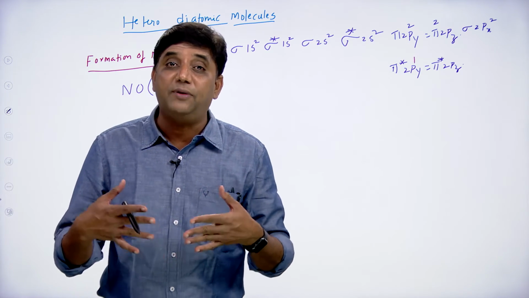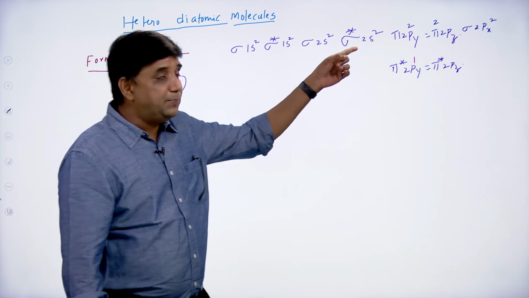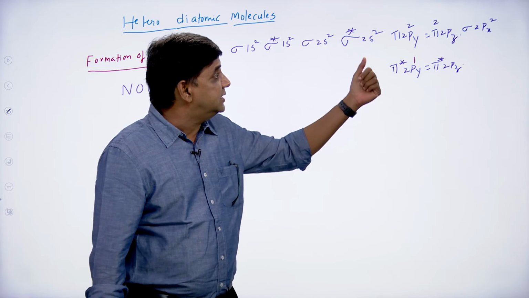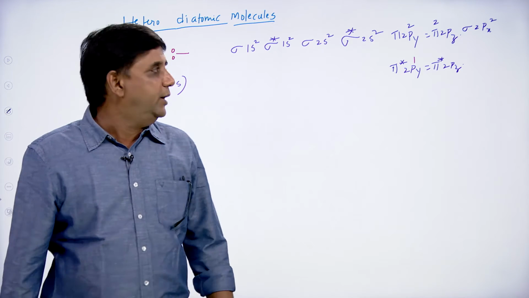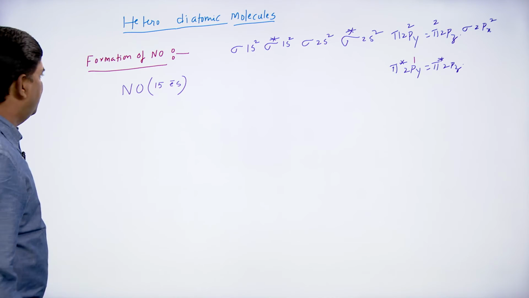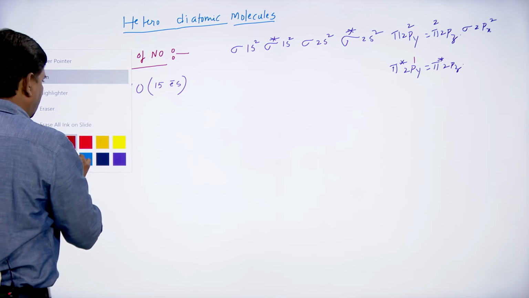is a possibility of sp overlapping. Here sp overlapping takes place, that is the reason why sigma 2px is more energetic than the pi 2py and pi 2pz. So now bond order, if you calculate, what is the bond order?